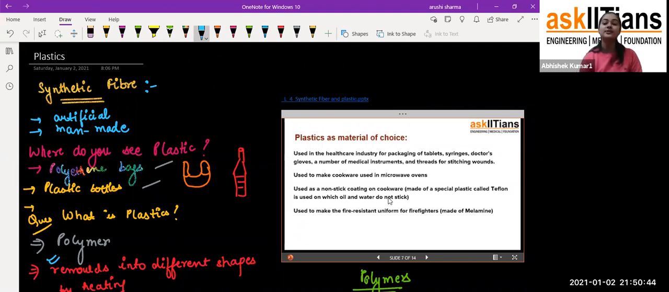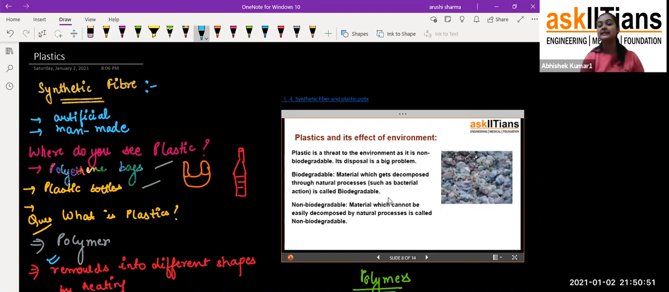But even so, students, the point comes here that we should not use plastics because plastic has a very adverse impact on the environment. Why, students? Because its disposal is a big problem. Now here come two words: one is biodegradable, and the other is non-biodegradable.